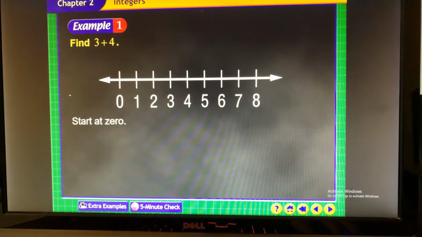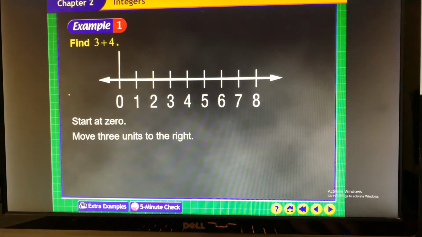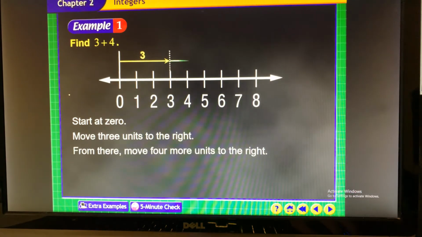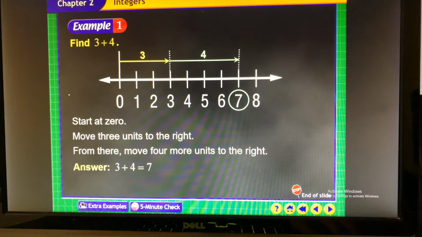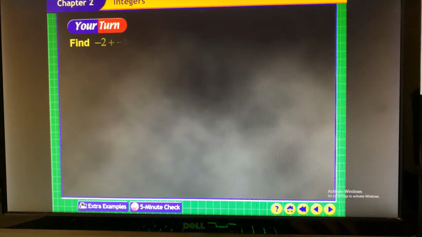This means I jump 3 units, and then I go 4 more units, and I'm at 7 units, and my answer would be 7. So it's just getting you familiar with how to use a number line.